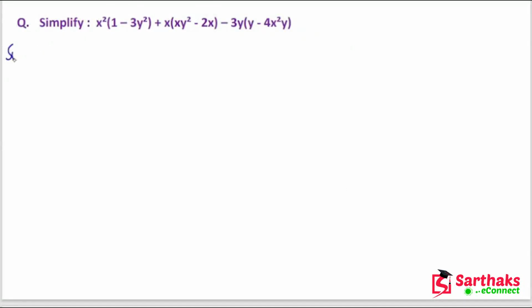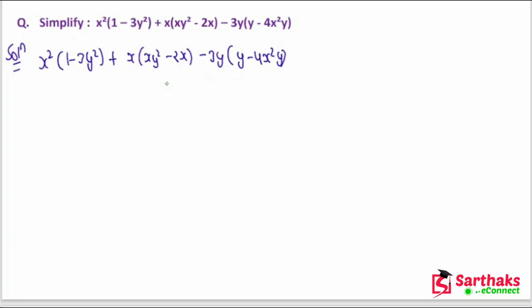Simplify this. In these types of simplifications, always take care of the powers on the variables. If you get one power wrong, the answer will not be right. So multiply them carefully. x square into 1 minus 3y square, plus x into xy square minus 2x minus 3y into y minus 4x square y.